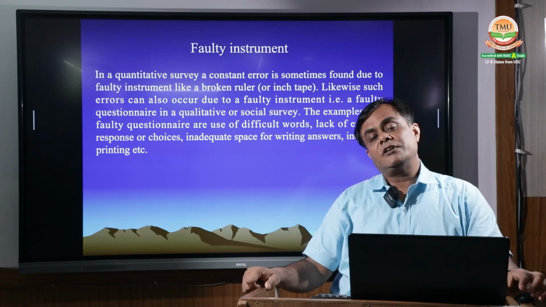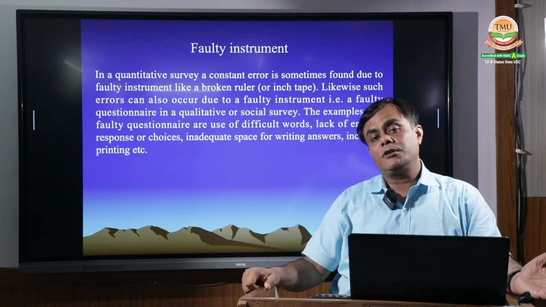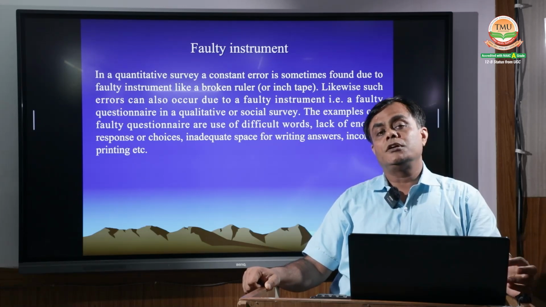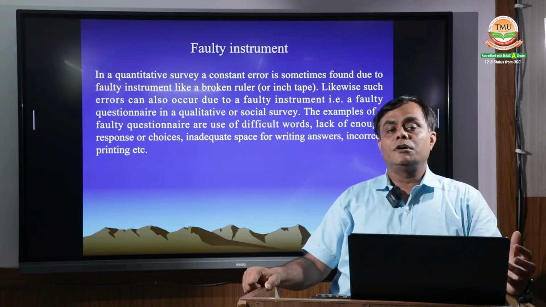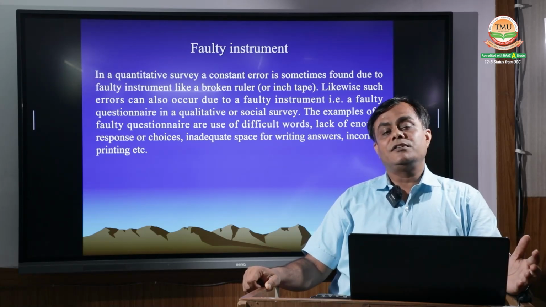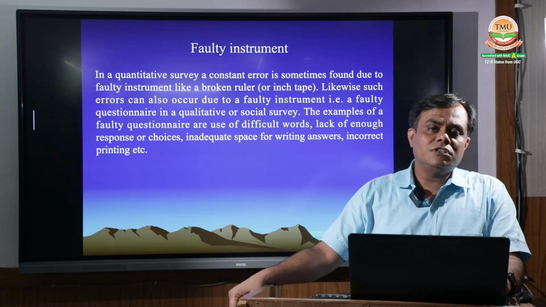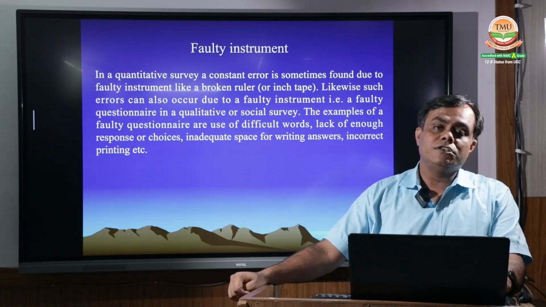So with a faulty instrument, sometimes you are using words that are not understandable, sometimes the print of the questionnaire is not legible, or sometimes the way you are asking the questions is not in a proper sequence. So this kind of error is considered a faulty instrument.